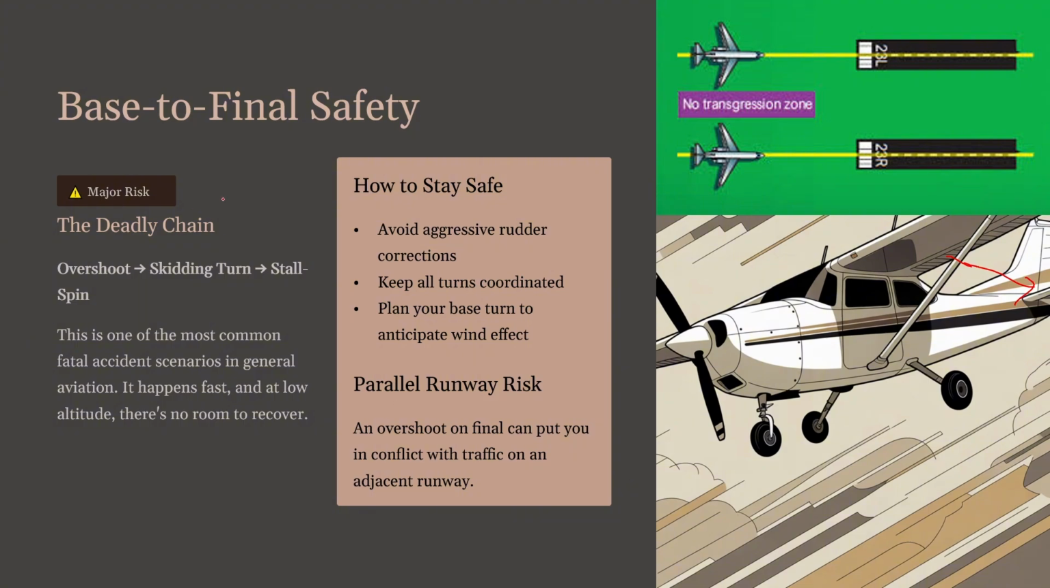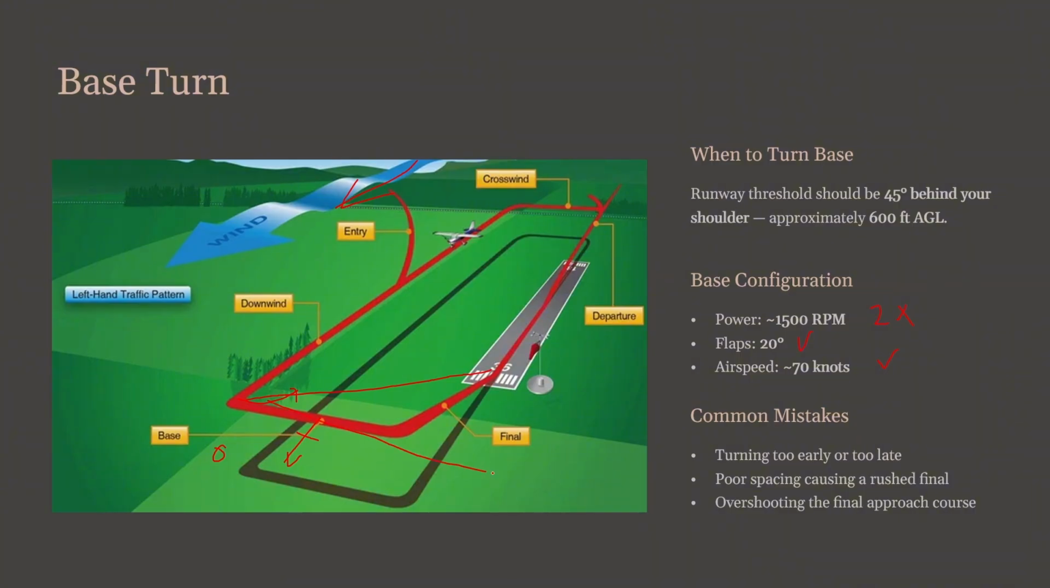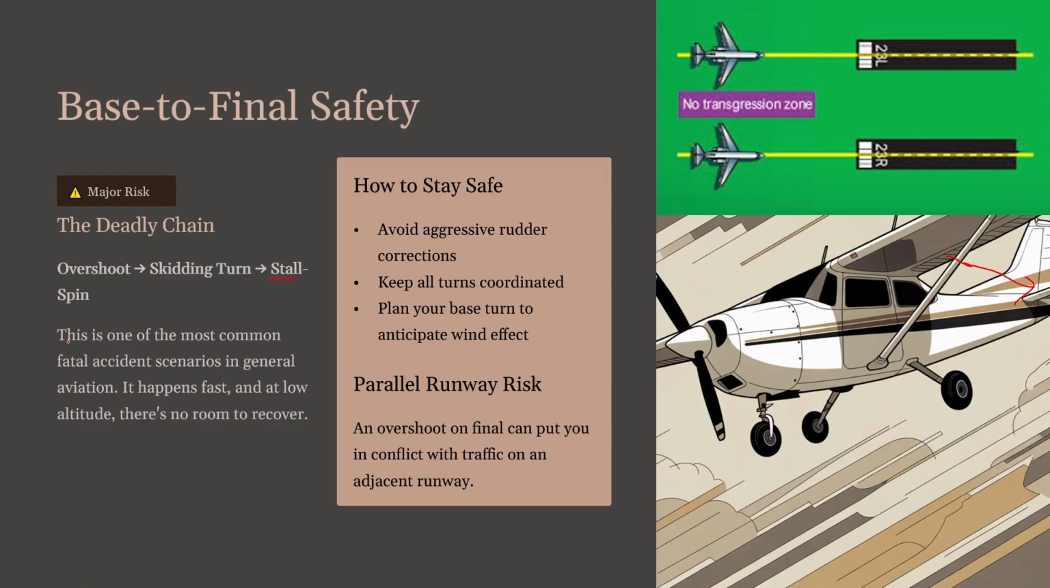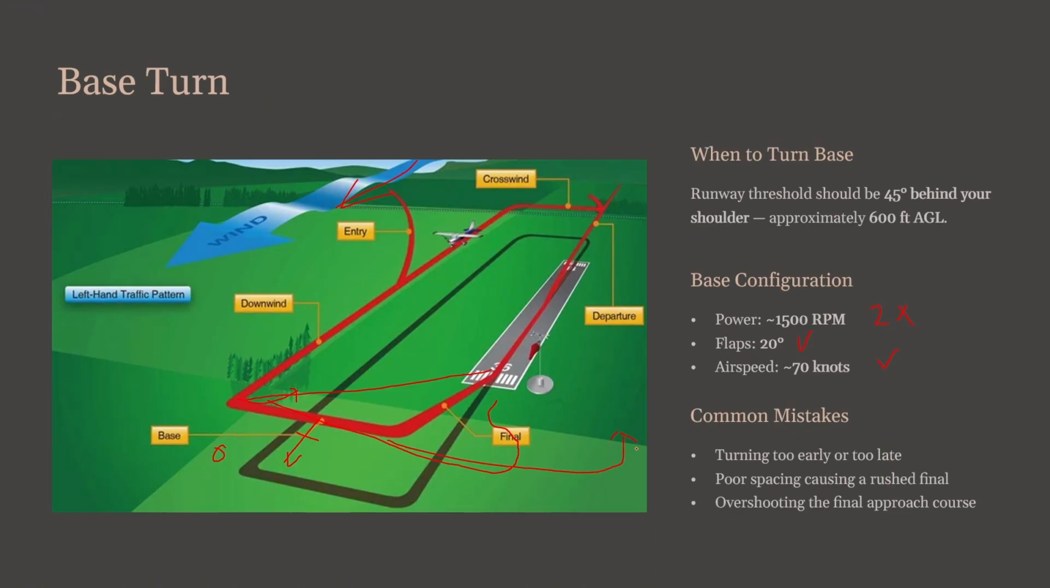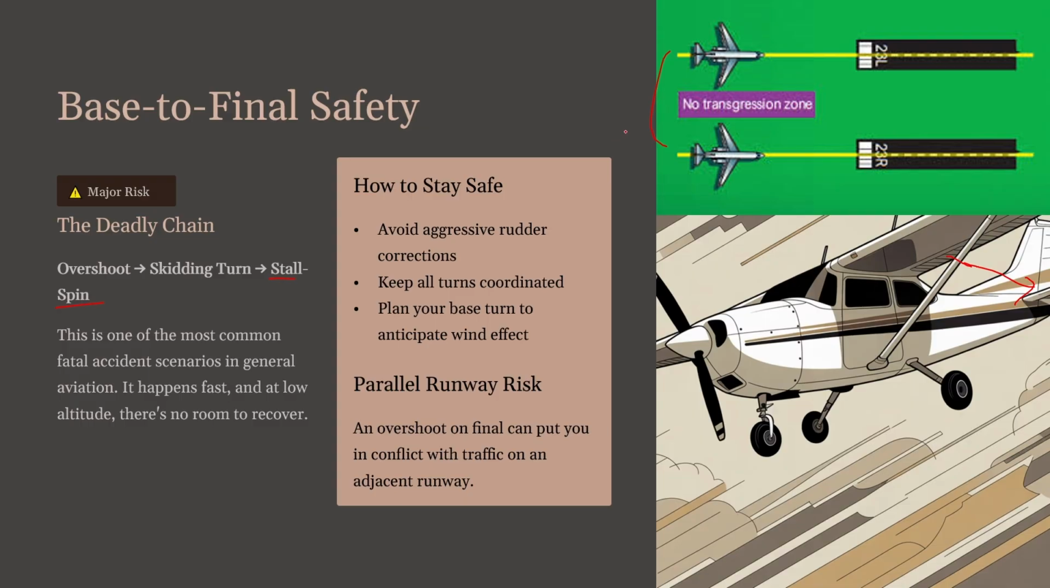Base to final safety. If a pilot overshoots the final approach path and tries to force the airplane back toward the runway using excessive rudder, the airplane can enter a skidding turn. Okay. At low airspeed and low altitude, this situation can quickly lead to a stall-spin accident, which is why it's very important to keep your turns gentle and coordinated in the traffic pattern. You should also be especially careful if the airport has parallel runways. So if you overshoot the final approach in that situation, the airplane could drift toward the adjacent runway and potentially create a very dangerous conflict with other traffic. So please be careful.